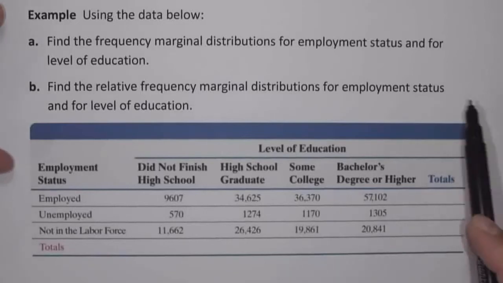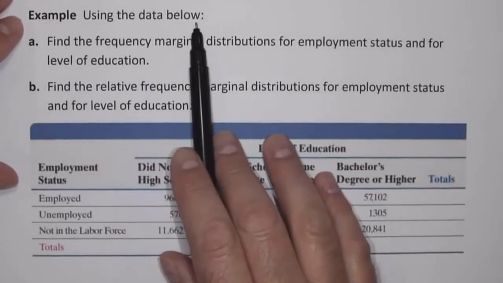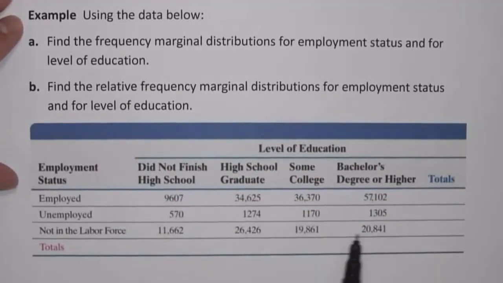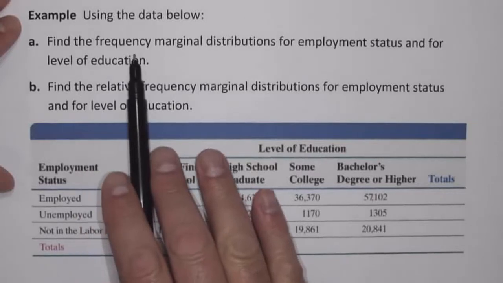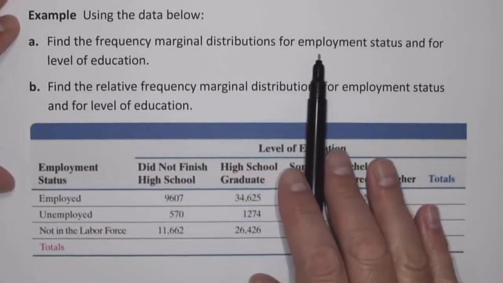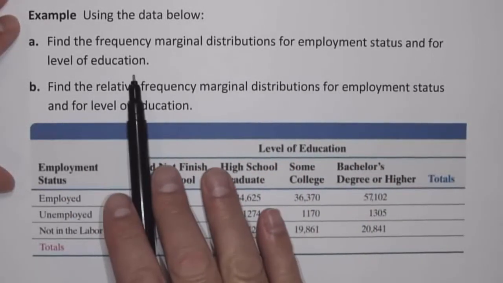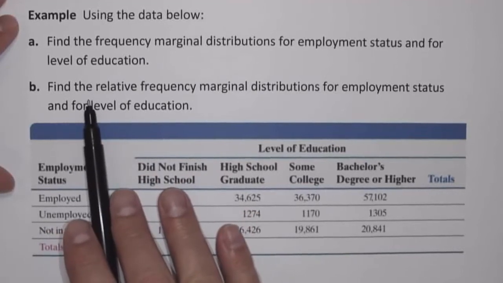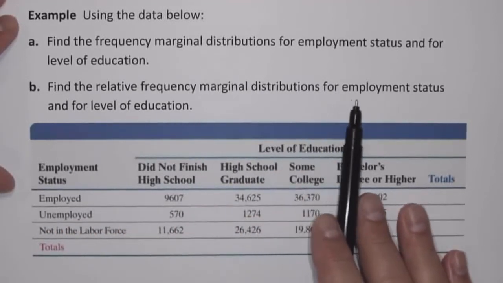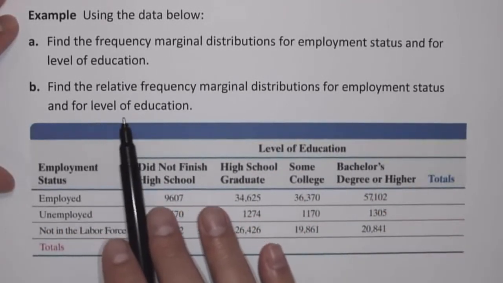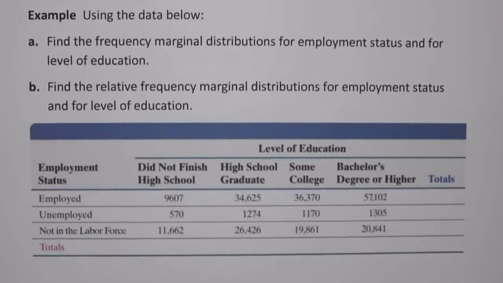So let's look at an example. Using the data below, which is the same data that we looked at before for employment status and level of education, A, find the frequency marginal distributions for employment status and for level of education. B, find the relative frequency marginal distributions for employment status and for level of education.